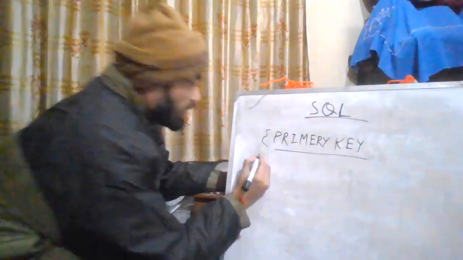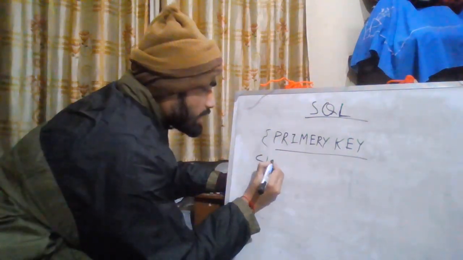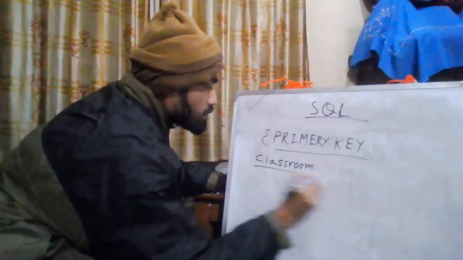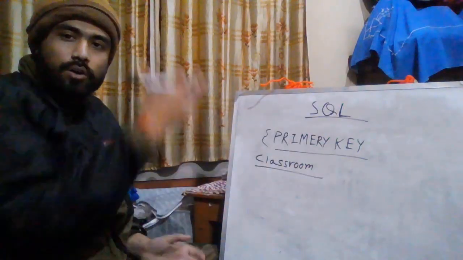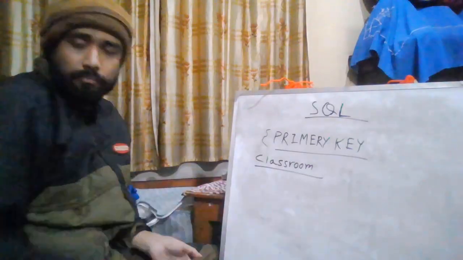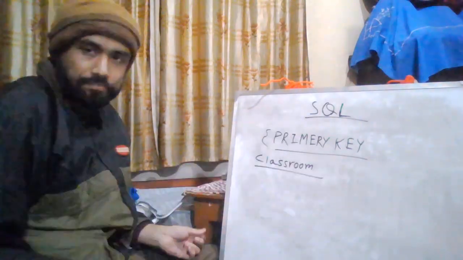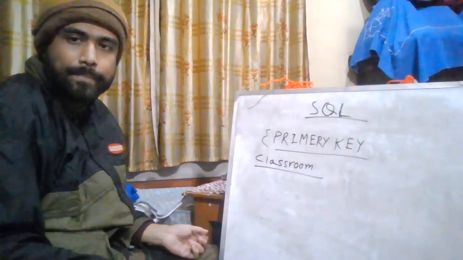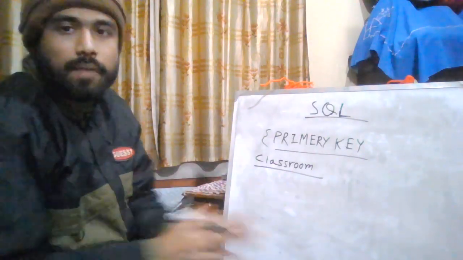For example, in a class, I am going to create a table called classroom. In classroom, I am going to create columns. One is rank, another one is name, and then there can be age also. But name and age can be the same.